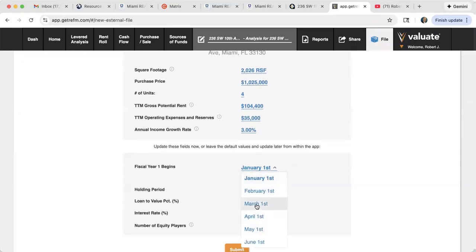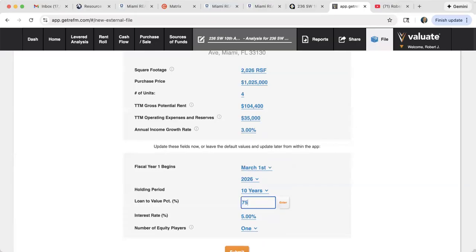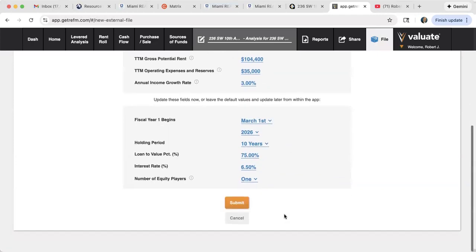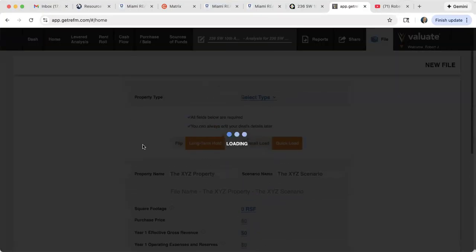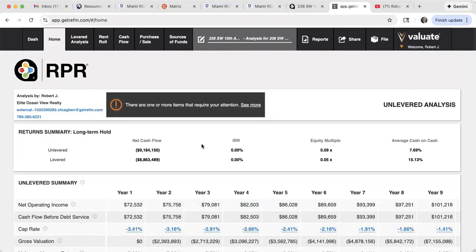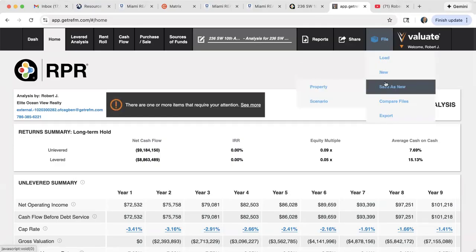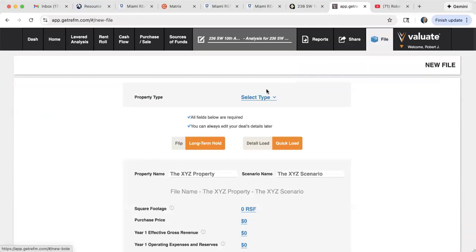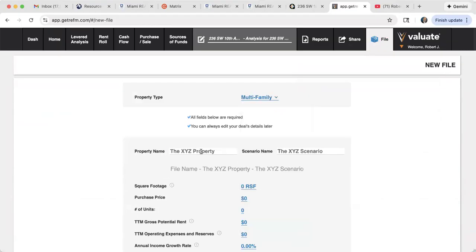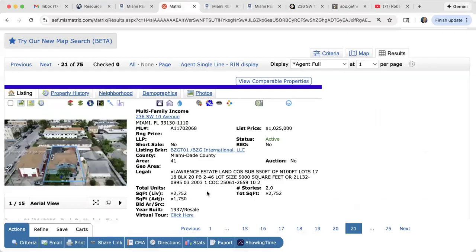Buy this on March 1st, 10 years, 75% financing, 6.5% interest rate. What are we looking at? What are the numbers? You're looking at a mistake. Whenever you see that, that's a mistake. All right, $9 million, that's a mistake. So when you find a mistake, just do it again. Come here, file, new file, and let's do this again. Multifamily. Let's just call this one again. Square footage on the property is 2752.